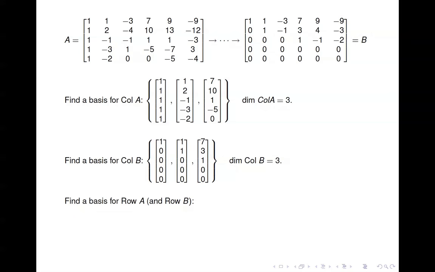Alright, what about a basis for the row space of A, which we know from the theorem will also be a basis for the row space of B? Well, according to the theorem, put A in echelon form and choose the non-zero rows. So we do that, we get the first, second, and third rows of B, which are given here. So the dimension of the row space of A is equal to the dimension of the row space of B, and notice there's 3 vectors here, so that is 3.